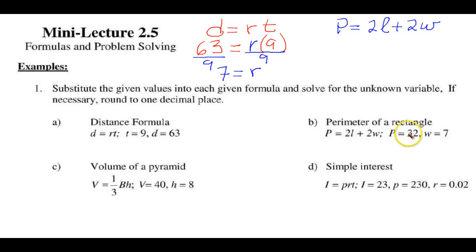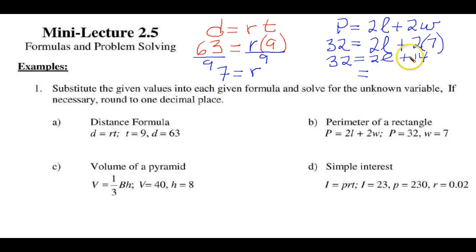Now again, we know some stuff. We know perimeter is 32. We know our width is 7. What we don't know is what the L is. So the strategy for these: write the example down, substitute, and now solve. So 32 equals 2L plus 14.